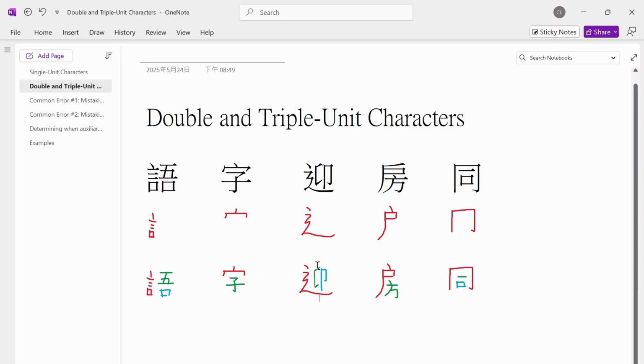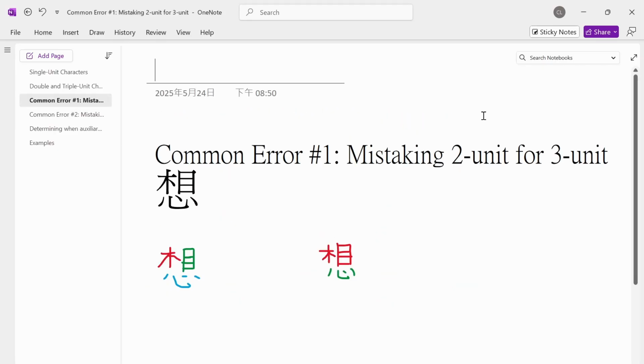For Ying, we can split it into a left half and a right half, so this is a double unit character. For Feng, we cannot split the remaining component, so this is a double unit character. For Tong, we can split the remaining component into a horizontal line and Hao, so this is a triple unit character. One common error is mistaking double unit characters for a triple unit character.